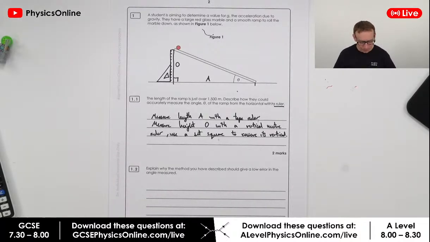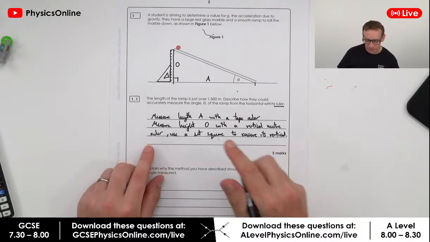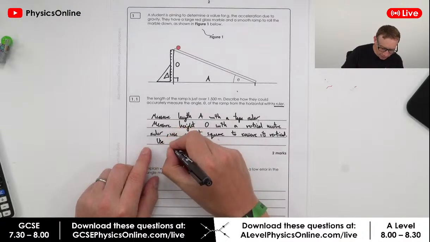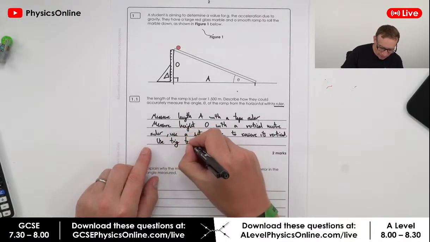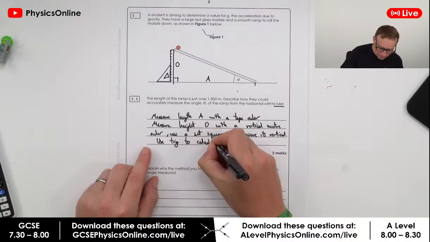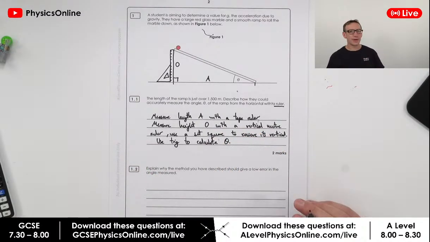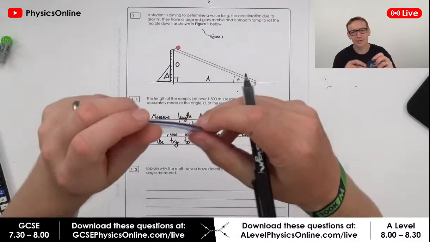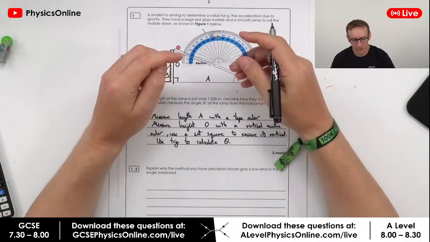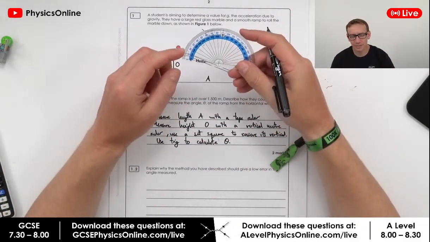Okay. So basically, use the set square to ensure it's vertical, and then you can talk about using trig to calculate theta. That's going to be a much better way of measuring the angle than just trying to use a protractor, because if you're putting a protractor against something like that, you might get within 1 or 2 degrees if you're lucky.